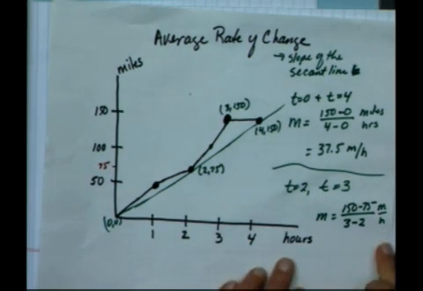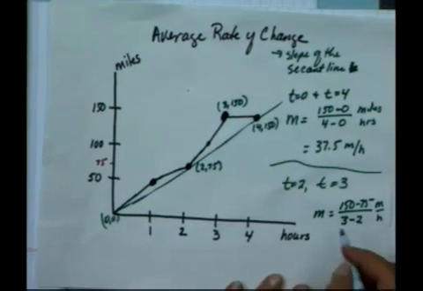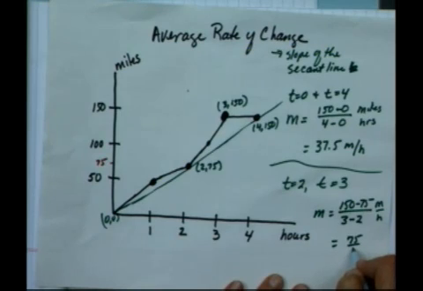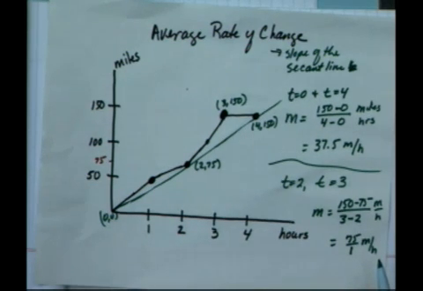Everybody know where I'm getting my units from? Yeah. The y value is the miles. The x-axis is the hours. 150 minus 75 is 75 over 1. So between the second and the third hour, the average rate of change, the average speed out on the highway, was 75 miles per hour. Okay? Everybody got average rate of change? Average rate of change is no more than the slope of the secant line between 2 points.